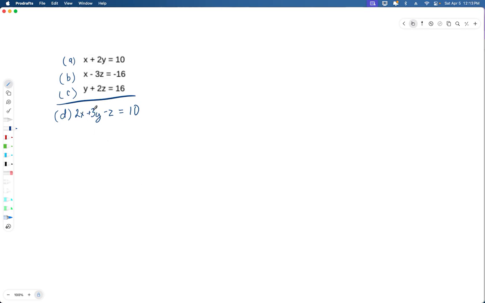All right, so notice here that D is equal to 10 and x plus 2y is equal to 10. So that means these two are equal to each other. So I can say x plus 2y is equal to 2x plus 3y minus z. So I'm going to subtract 2x from both sides. I'm going to subtract 2y from both sides. So these cancel and these cancel.